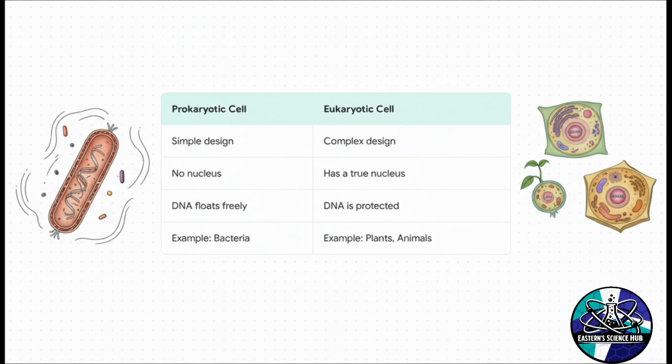On one hand, you have prokaryotic cells. Think of bacteria. They have a really simple design. Their DNA just kind of floats around freely inside. But then you have eukaryotic cells. These are what make up plants and animals, including us, and they're much more complex. They have a special room, a compartment, called a nucleus, just to hold and protect their DNA.